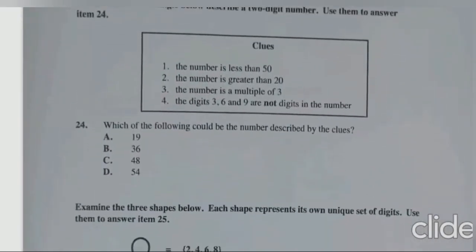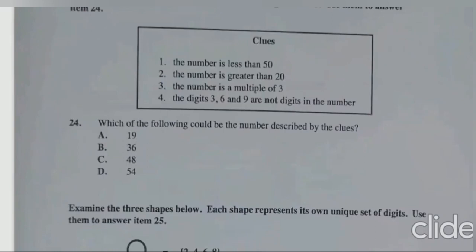All right, use the clues in the rectangle below. Describe a 2-digit number. Use them to answer item 24. So here are the clues. It says the number is less than 50. That means it could be number 1 to 49, less than. The number is greater than 20. So that means the number is 21 to 49, one of those numbers. The number is a multiple of 3. Clearly could be 21, 24, 27, 30, 33, 36, 39, 42, 45, 48. The digits 3, 6, and 9 are not in the digits in that number.